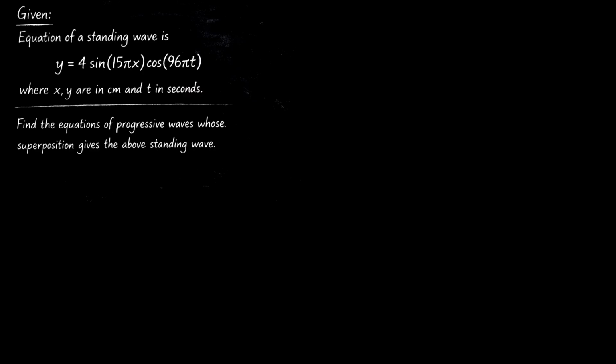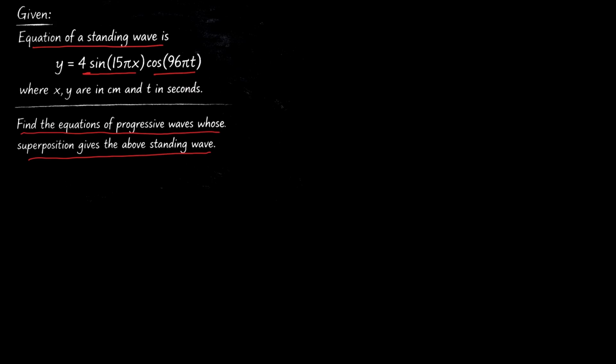So we have one question based on this. The equation of a standing wave is already given, that is y equals 4 sin 15 pi x cos 96 pi t. And what they are asking is to find the equation of the progressive waves whose superposition gives the above standing wave. Means from which waves we made this standing wave, the components from which it's made.